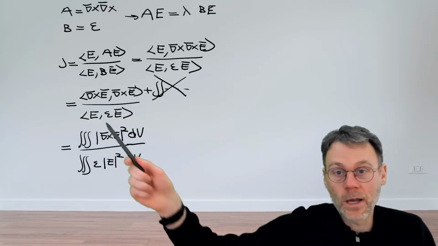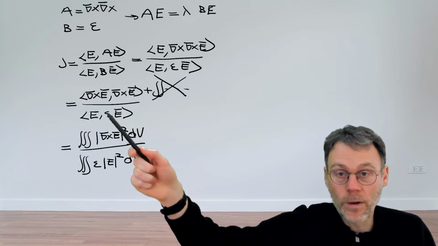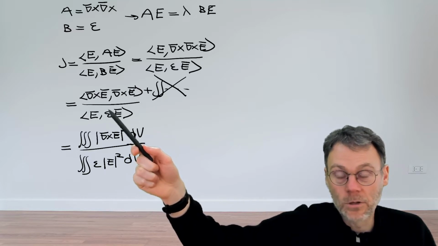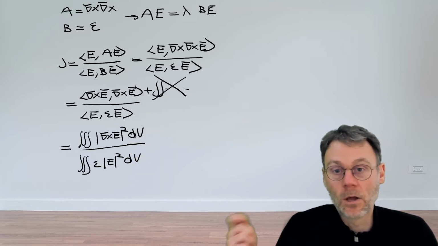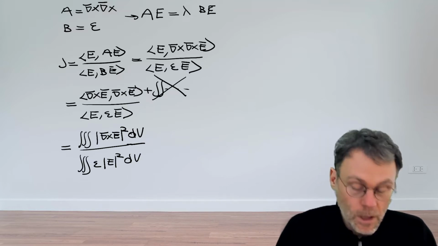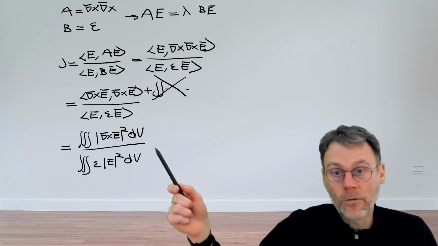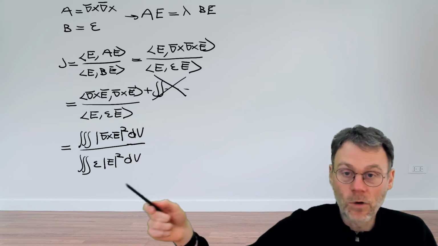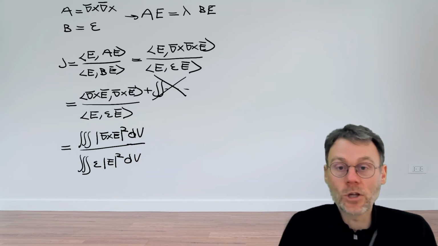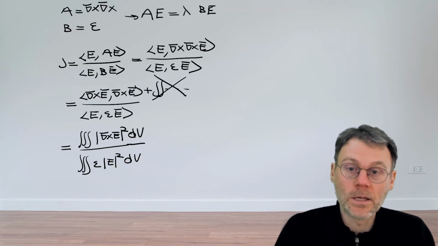And again, we can bring epsilon outside of the complex conjugate simply because epsilon is real valued in our case. Otherwise the operator B would not be Hermitian. But now if we combine everything, we have indeed derived a nice variational formulation for the electric field.